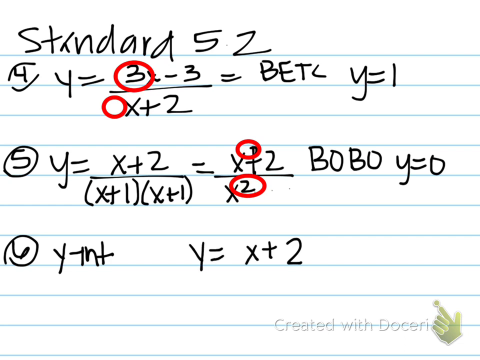And then the last thing I need to figure out is my slope. So if I go up 1 and over 1, I hit the line again. So that means my slope is 1. So that means my slant asymptote is just y equals x plus 2. Yes, the y is important.